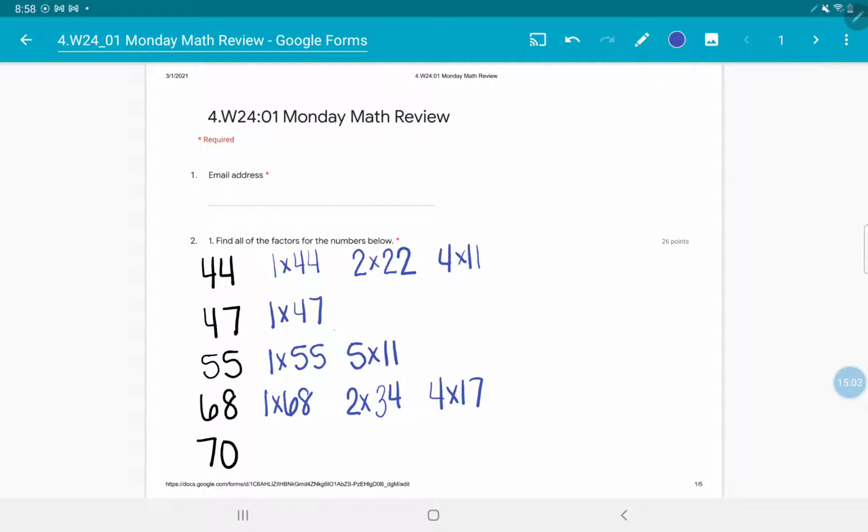No. Mm-mm. That'd go over. 10? No, because it doesn't move. Okay. 11? 11 times 6 is 66. So, well, 11's not going to work.